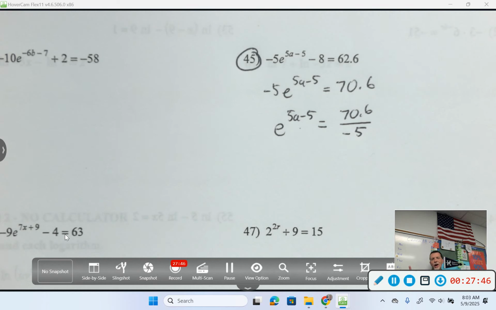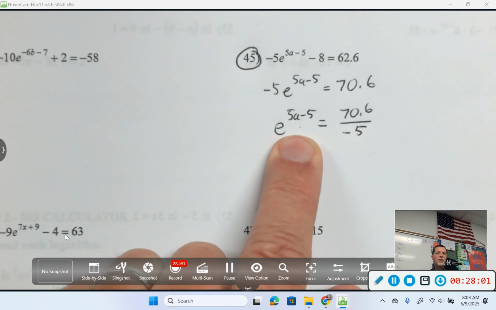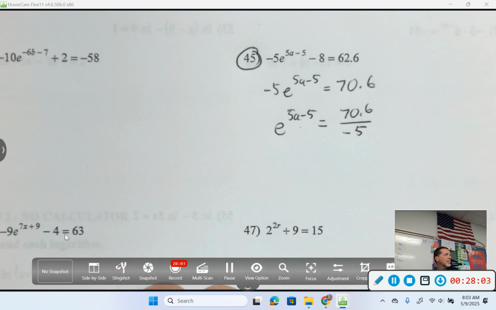Okay, there's sort of two options here. You could take the natural log of both sides. That would allow the 5a minus 5 to go out front. That's what we normally do. Nothing wrong with that. Could you set the 5a minus 5 equal to? I mean, that's what's going to end up happening. 5a minus 5 is going to equal natural log of this. Well, you'd have the natural log of it.